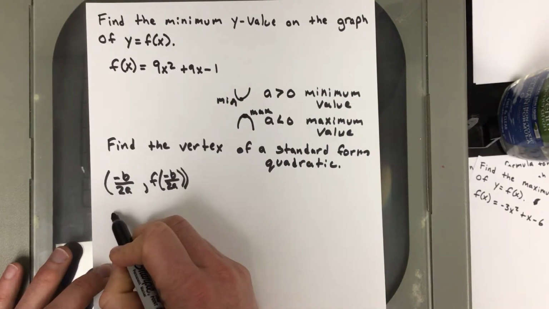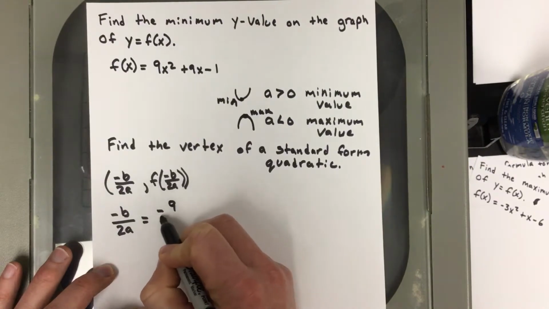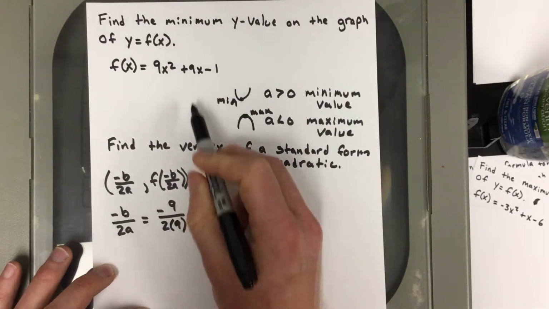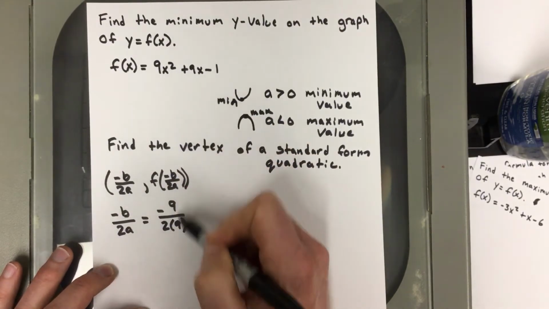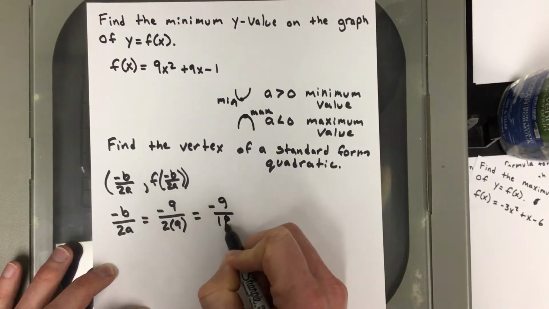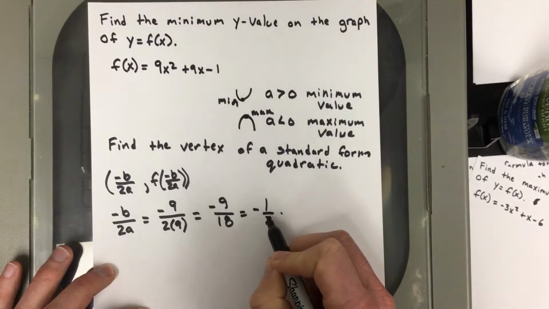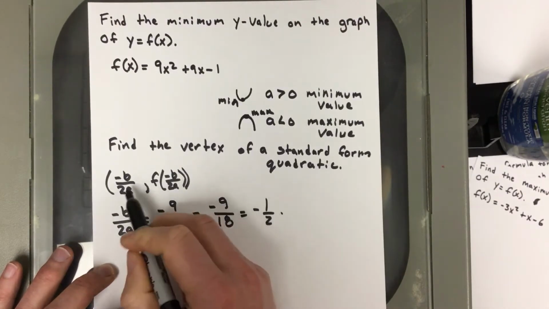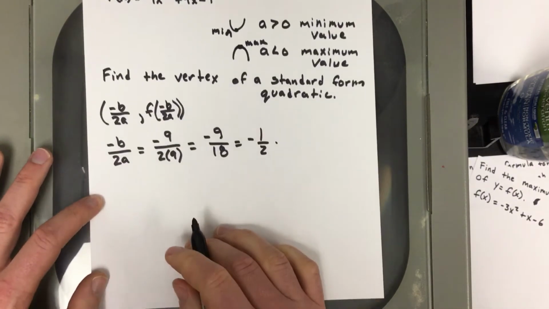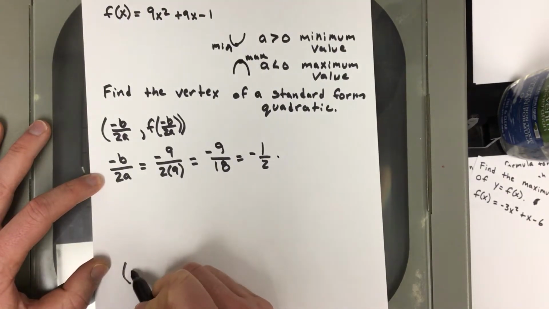So if I start with negative b over 2a, that's going to give me negative 9 all over 2 times 9. Now remember, we have 9 in each of these, but this 9 comes from this term, this 9 comes from that term. That's going to give us negative 9 over 18, which gives negative 1/2. So negative 1/2 is my x value for this function. So I'm going to write that right down here. Let's give myself a little bit more room. And I'm going to write down here at the bottom, this would be negative 1/2.